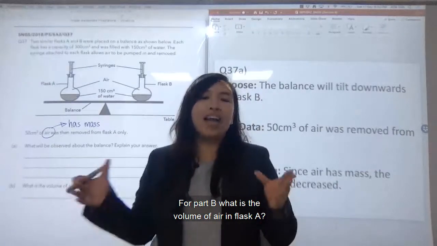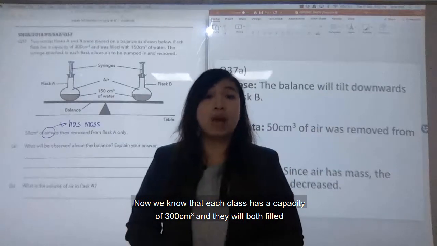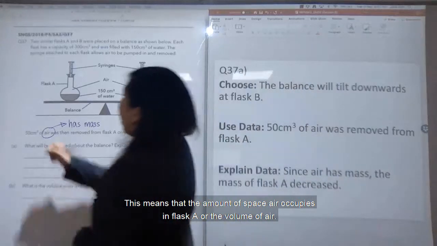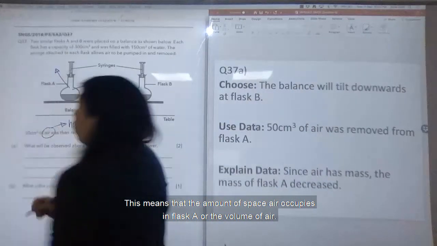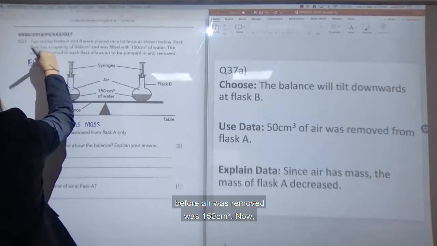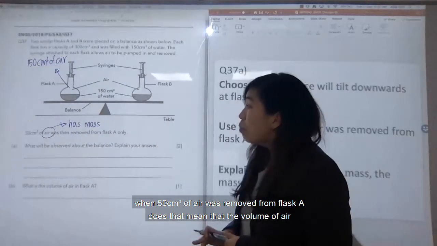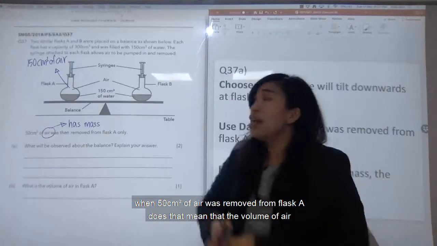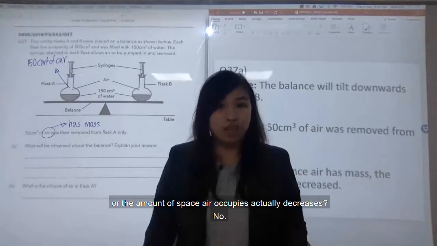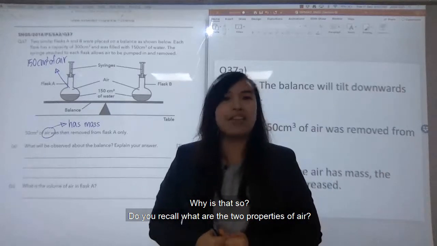For part B, what is the volume of air in flask A? Now we know that each flask has a capacity of 300 cm cube and they were both filled with 150 cm cube of water. This means that the amount of space air occupies in flask A, or the volume of air before air was removed, was 150 cm cube. Now when 50 cm cube of air was removed from flask A, does that mean that the volume of air, or the amount of space air occupies, actually decreases? No. Why is that so? Do you recall what are the two properties of air?